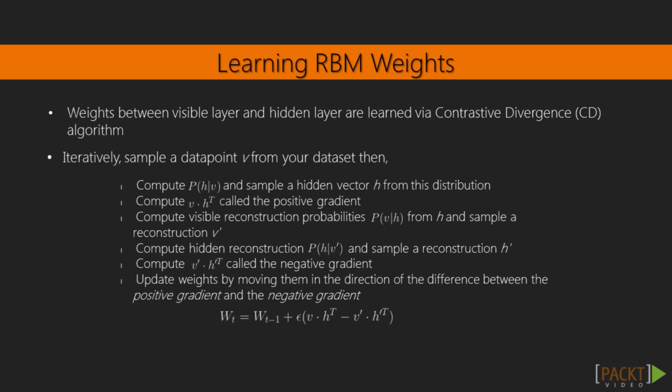However, this time we begin with a reconstructed input vector rather than the actual input vector, which gives us a reconstruction of the hidden vector H'. Then we compute what is known as the negative gradient, which is the outer product of the visible reconstruction and the hidden reconstruction. Then we finally update the weight matrix by moving it a step size in the direction of the difference between the positive gradient and the negative gradient. This process is then repeated, each time sampling a new data point from the dataset. Eventually, we should converge to the optimal weight matrix.